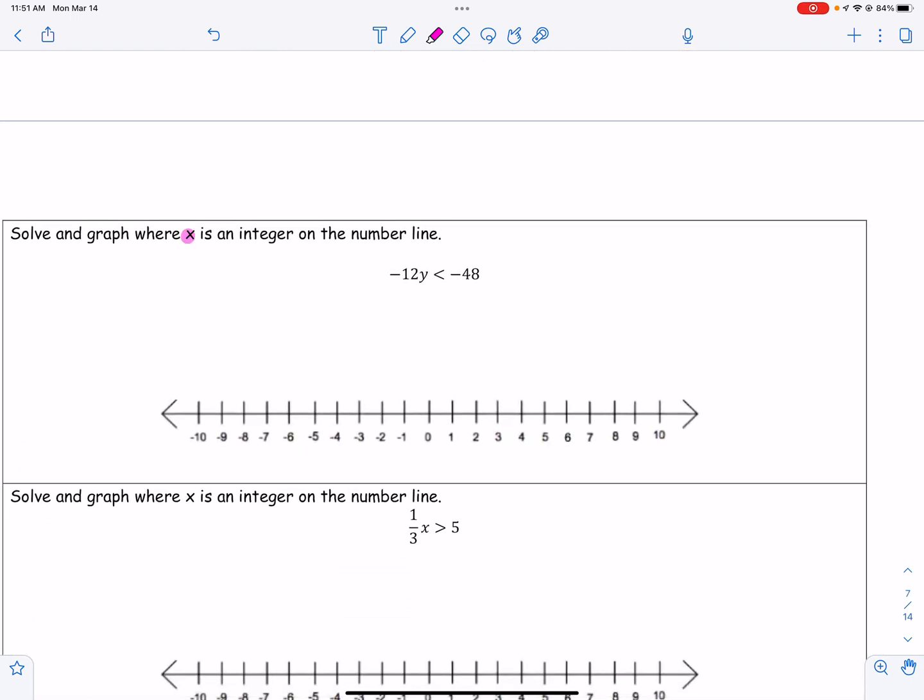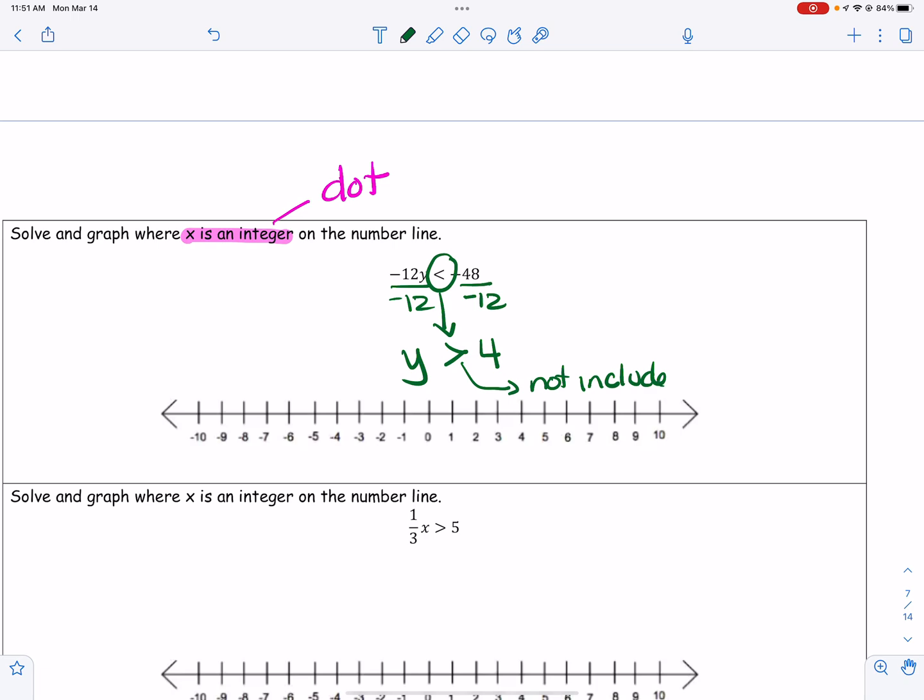Okay, now we see x is an integer, so I'm going to dot. I am going to divide by a -12, and so I must reverse that sign. So now I get y is greater than +4. And because it's an integer, 4 is not included. So that means the first number that will get a dot is 5. And then we will go in the right direction and dot those numbers.